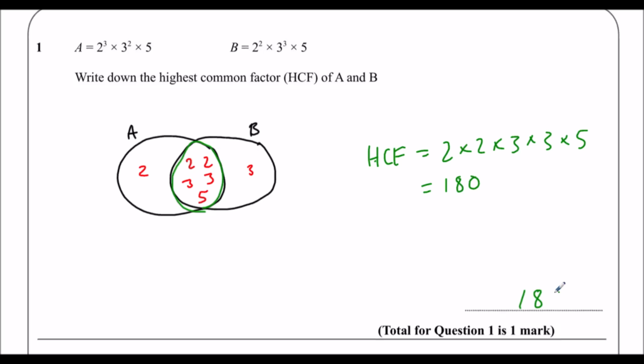So it's 180. If we were asked for the lowest common multiple, it'd be all of these numbers multiplied together. 2 times 2 times 2 times 3 times 3 times 3 times 5. So the lowest common multiple is all of them times together. The highest common factor, just the ones in common times together.